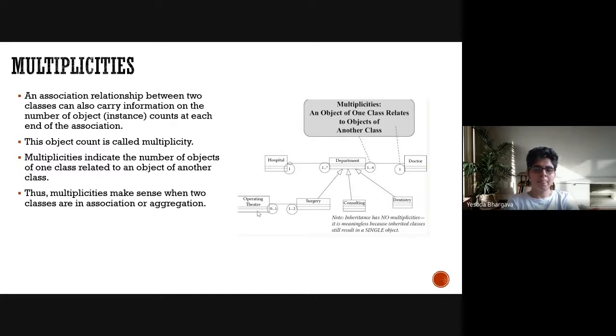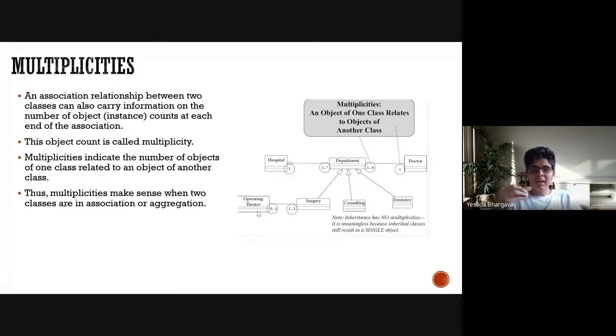You must know that surgery, consulting, and dentistry are, what is their relationship with the department? Department is the parent class, and there are sub departments. Surgery is a department, consulting is a department, and dentistry is a department. So operation theater is associated with one or two surgery departments. This is what it means. And surgery department is associated with zero or one operation theater.